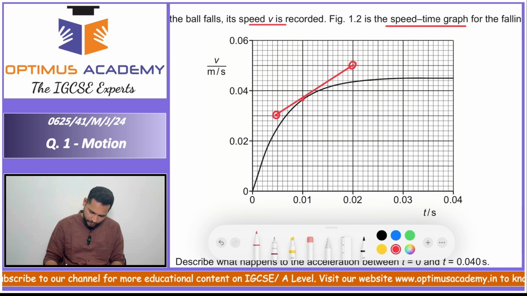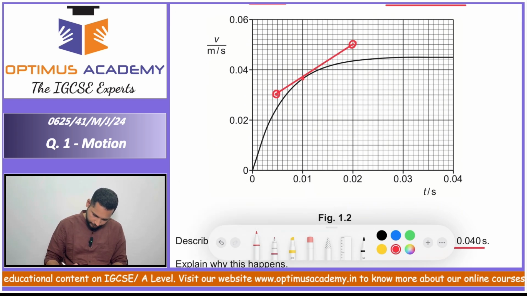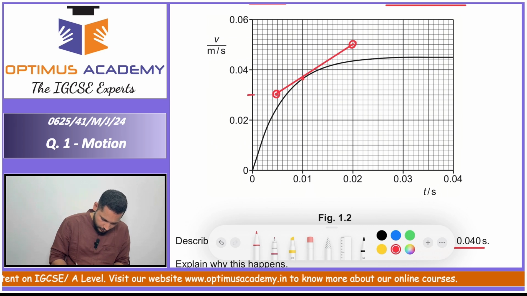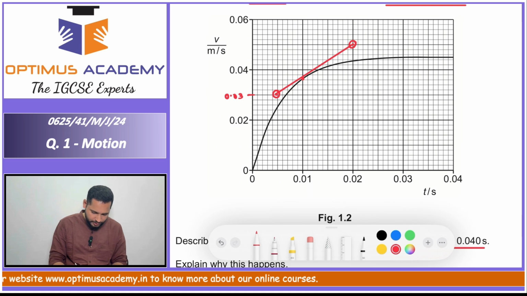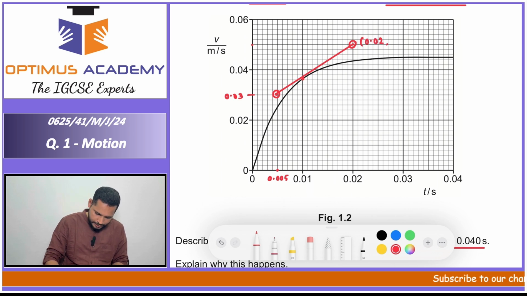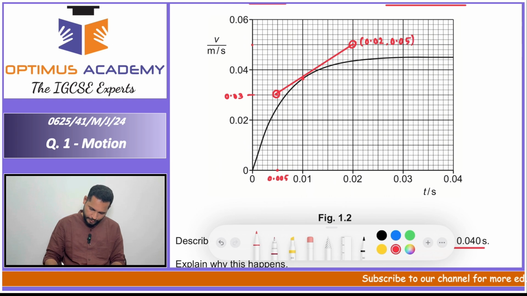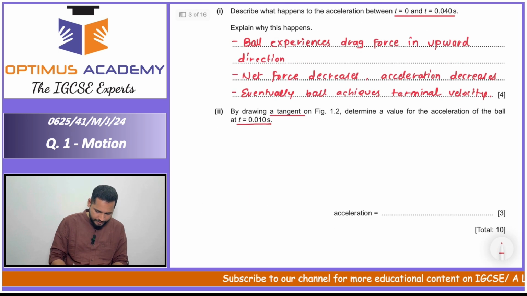So we can take the coordinates for these points, and we can calculate the gradient. The x coordinate for the first point will be 0.03. I'm sorry, y coordinate for the first point will be 0.03 and the x coordinate will be 0.005. For the second point, the x coordinate will be 0.02 and the y coordinate will be 0.05. So we can use these points and calculate the gradient for the graph, and that will give us acceleration.